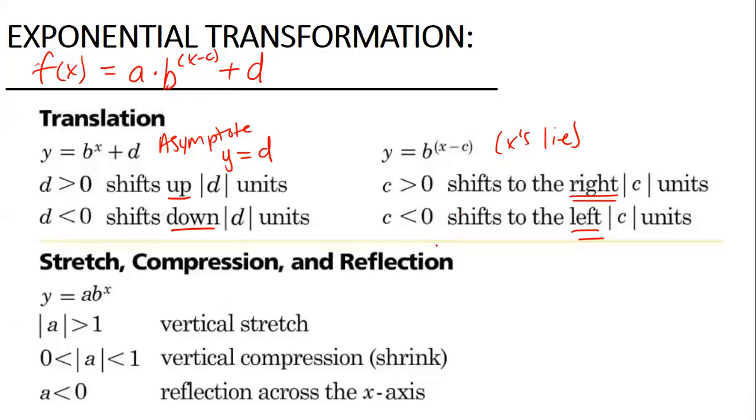All right. Next is our stretch and compression. Our stretch, compression, and reflection depends on our a value. Just like before, if a is greater than 1, it's a vertical stretch. If a is between 0 and 1, it's a compression. And if a is negative, then it's a reflection over the x-axis.